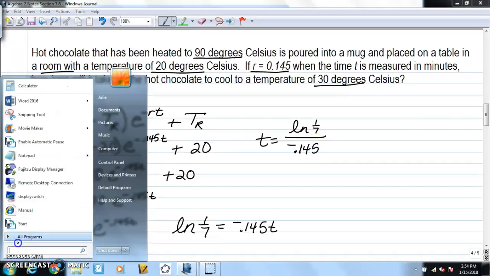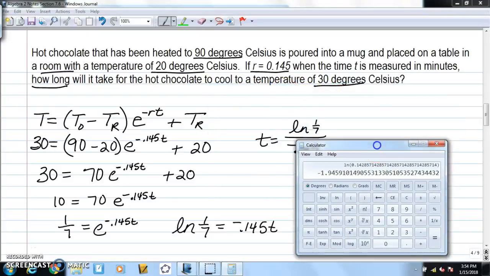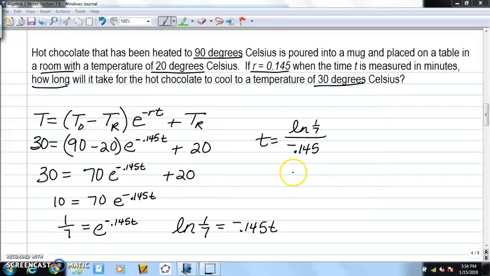So put that into your calculator. 1 divided by 7, you're going to do the natural log of that, and then that divided by negative 0.145. Let's see, where's my negative on here? It is. Equals. So 13.4. So t is about 13.4 minutes. And that would be minutes. Okay?